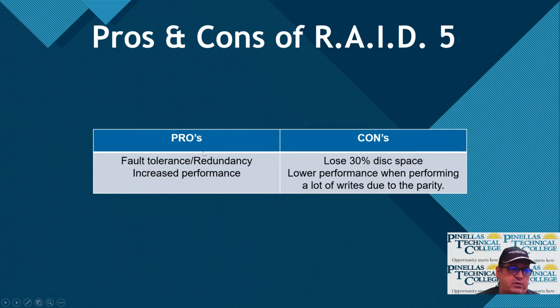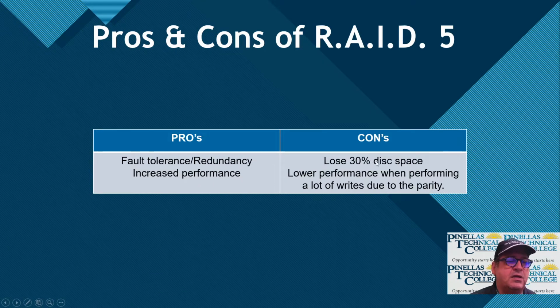So the pros are fault tolerance. You can lose 1 drive and still recover. Increased performance because it's striping. This is kind of the best of both worlds with the RAID 0 and RAID 1, but you'll see it's even better in the RAID 1+0. The RAID 5 gives you redundancy as well as increased performance.